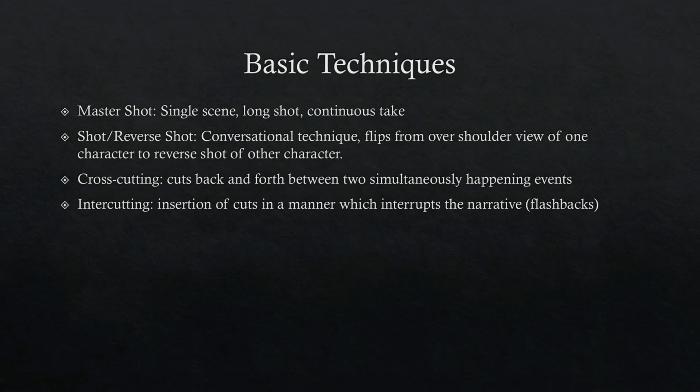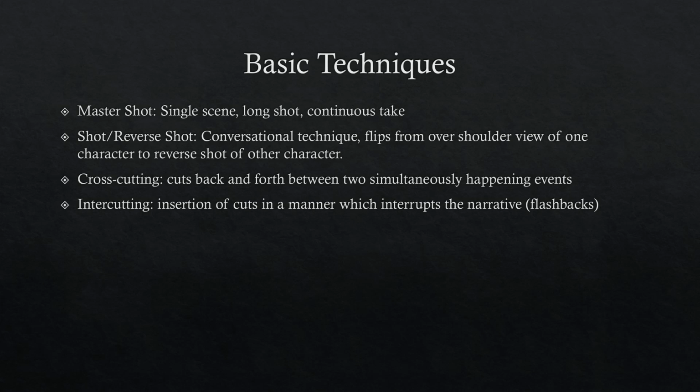A shot reverse shot is a conversational technique. Usually when 2 characters are involved in a conversation, the cut will start with an over-the-shoulder view of one character speaking, and then as the other character begins to speak, or if we want to get the other character's reaction to what the first character is saying, we'll flip to a reverse shot, so an over-the-shoulder shot of the other character to get that back and forth dialogue going.